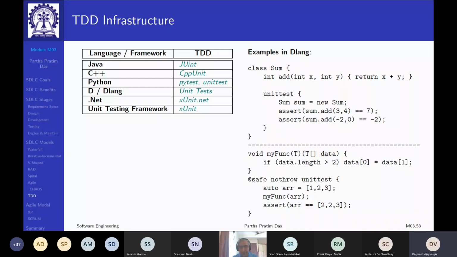So you can see here you have a class Sum which adds two integers, and then you can directly write a unit test. This says new Sum, and these are the tests written here. You create a new Sum object, and you do sum.add(3, 4) equal to 7, and you assert on that. If 3 and 4 do not add to 7, then you'll have an assertion failure and the program will get terminated.